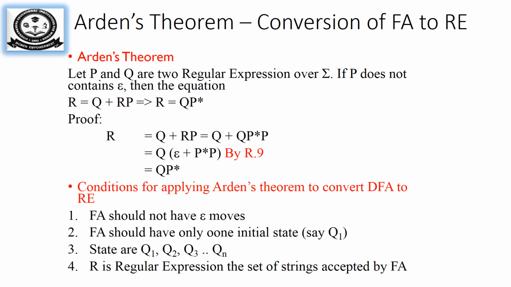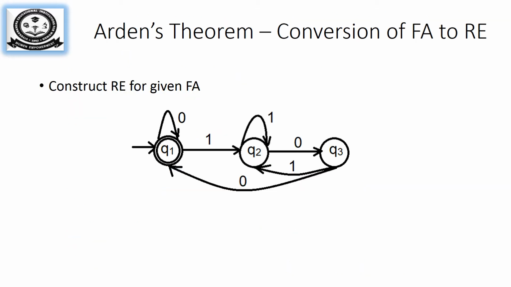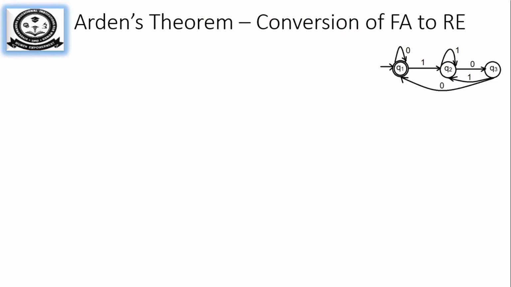So let us have an example. We are going to see 5 different examples for different classes. Let us see the first example. Here we are going to have only one initial state and one final state. Let us see how it is done. We are going to find the answer for the given finite automata. So condition 1, no epsilon, and condition 2, only one initial state. Then only you can use Arden's theorem.